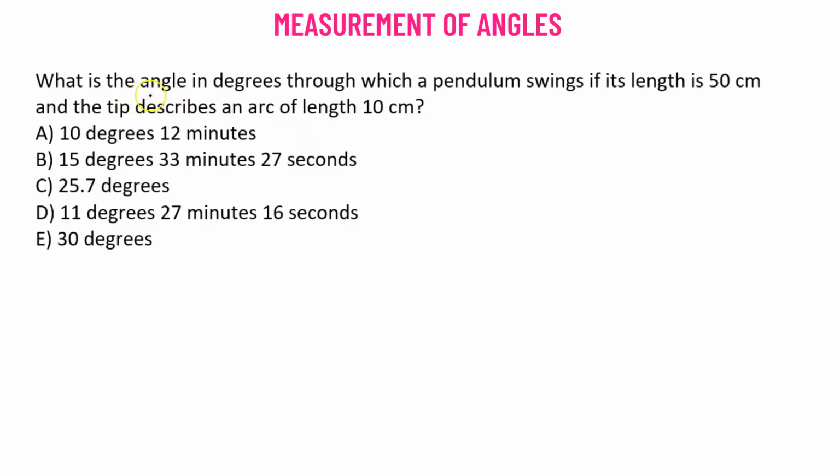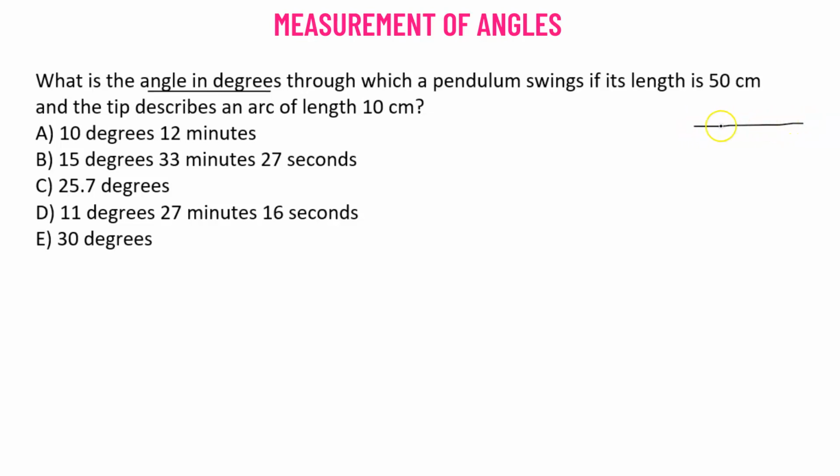So here in this problem, we need to determine the angle in degrees through which a pendulum swings if its length is 50 centimeter and the tip of the pendulum describes an arc of length 10 centimeter. Let's try to understand it graphically first.